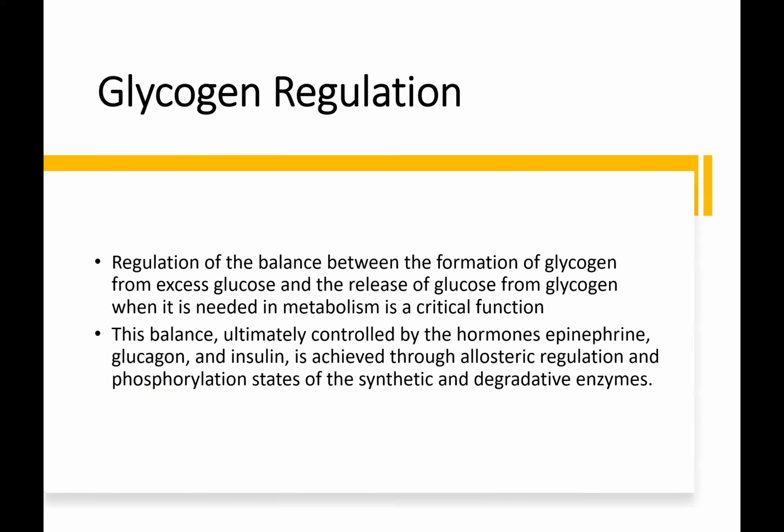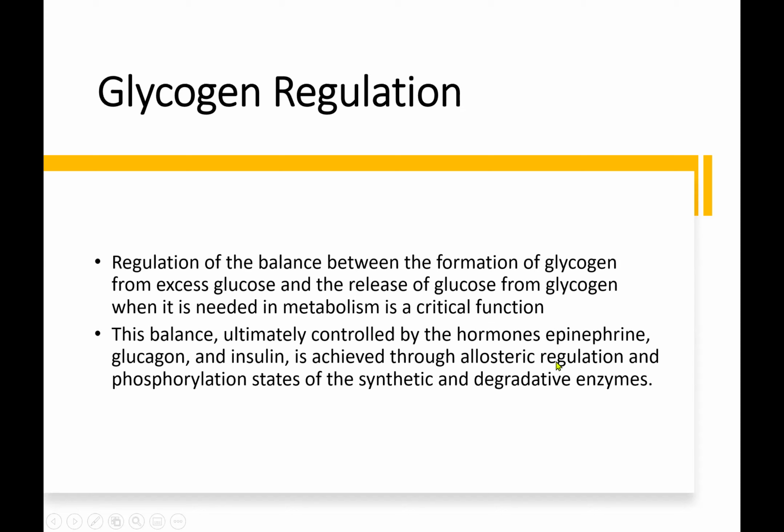Okay, so now that we have learned something about the enzymes that are responsible for glycogen breakdown or synthesis, i.e. glycogen phosphorylase and glycogen synthase, we want to understand how these are regulated. Sometimes we might want to form glycogen from excess glucose, and other times we might want to release glucose from glycogen when needed. So as we saw for glycolysis versus gluconeogenesis, there are hormones that are involved in this regulation.